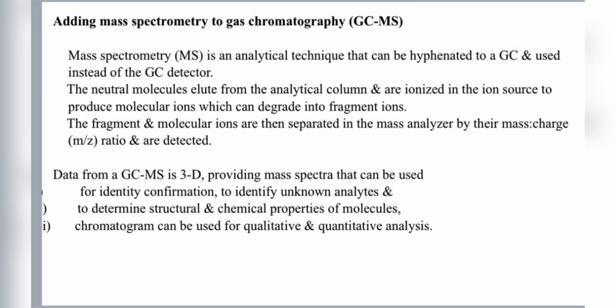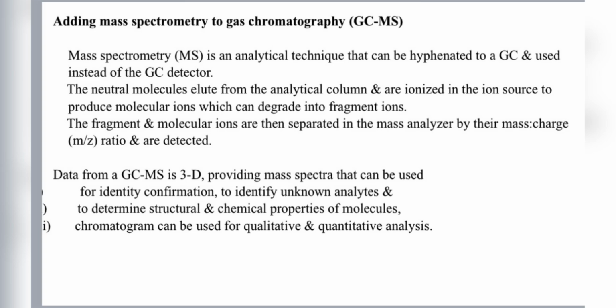So here we can see the addition of mass spectrometry to gas chromatography. Mass spectrometry is an analytical technique that can be hyphenated to GC and used instead of a GC detector. Molecules eluted from the analytical column are ionized by the ion source, producing molecular ions which can be fragmented into fragment ions. Mass spectrometry can be used in confirmation and identification of samples, and determination of chemical properties of molecules.